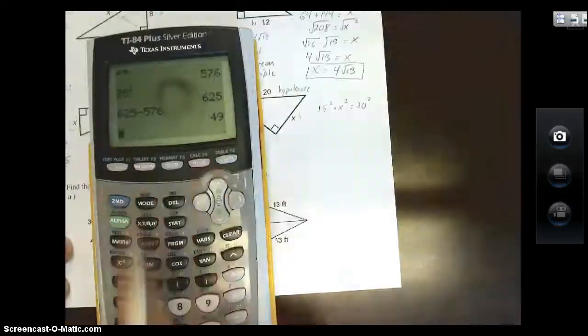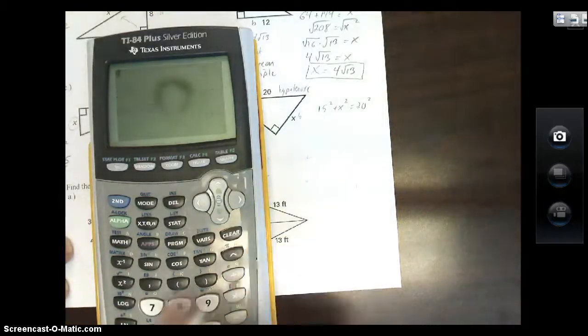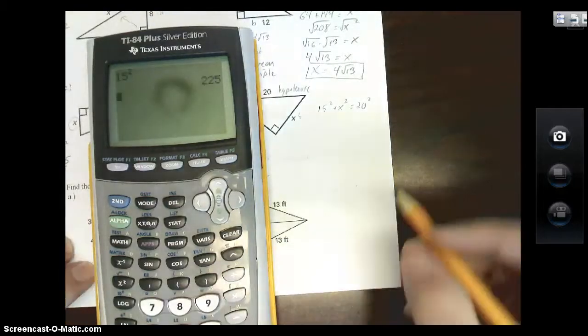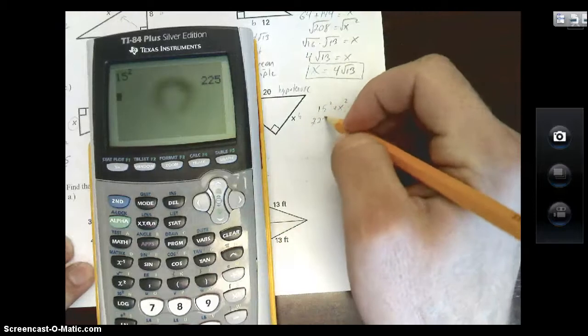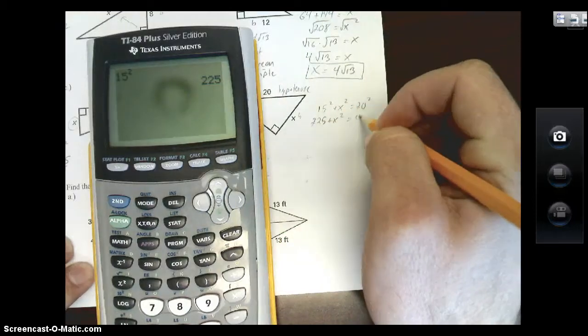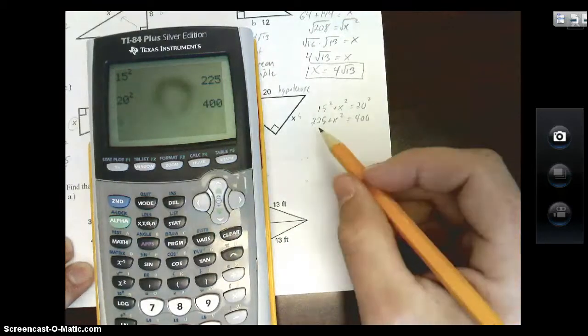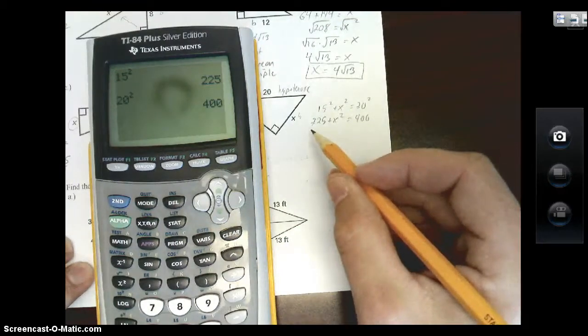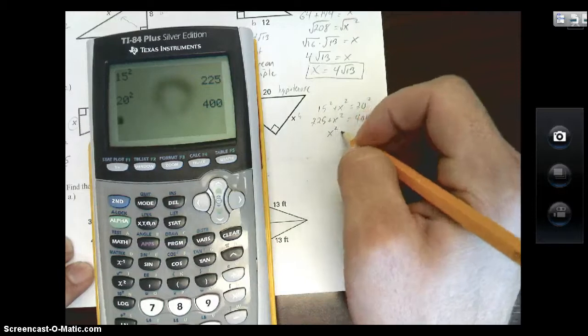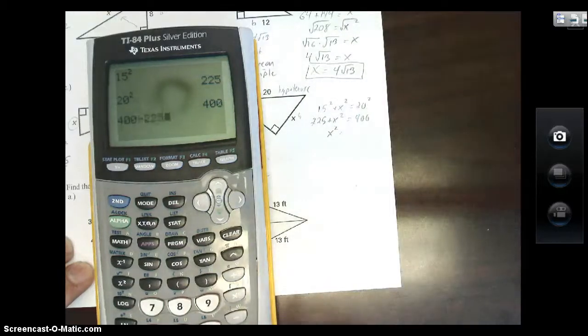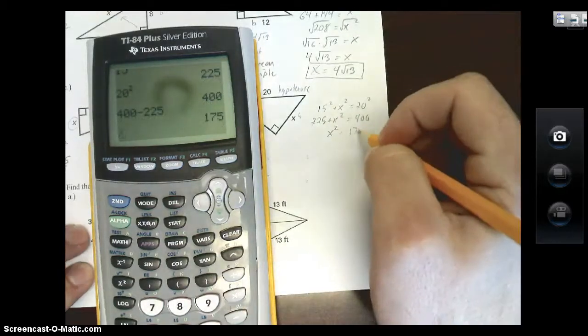15 squared, again, if you need a little help with the calculator, it's perfectly fine. So let's see, 15 squared, 225 plus x squared equals 400 if I square 20. Just to show you guys here. Cool. Now I want to get x squared by itself, extra step, subtract it over. x squared equals 400 minus 225 equals 175.